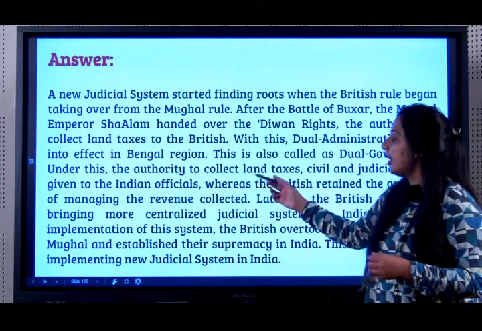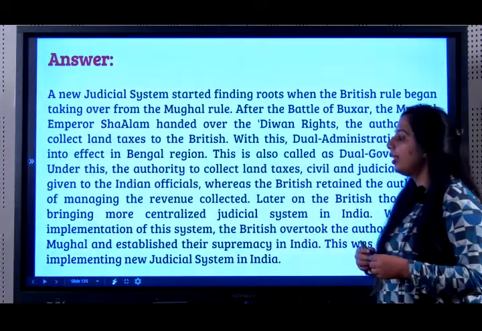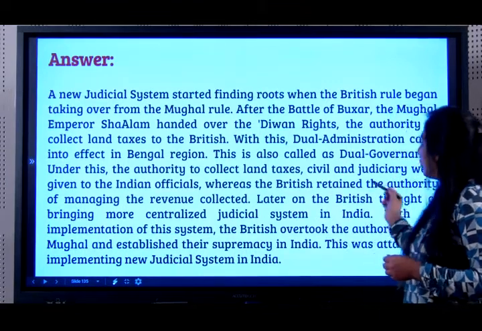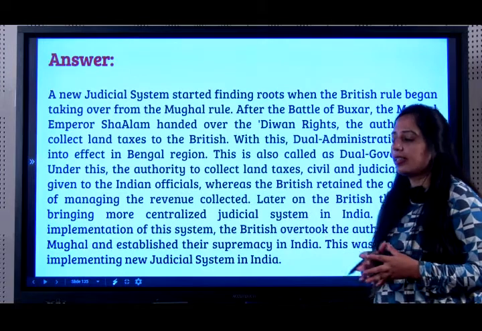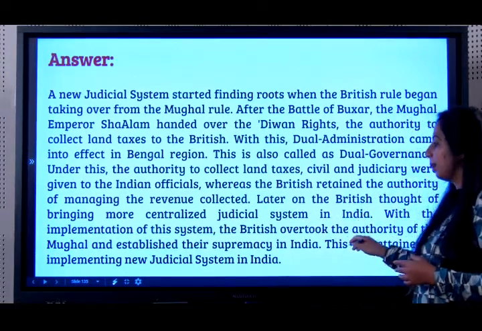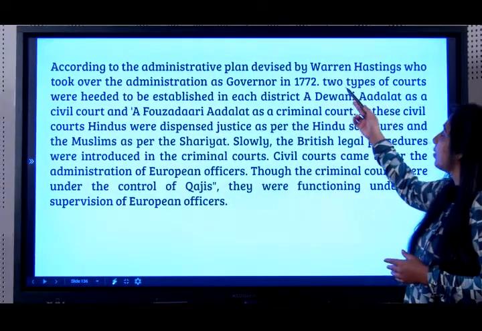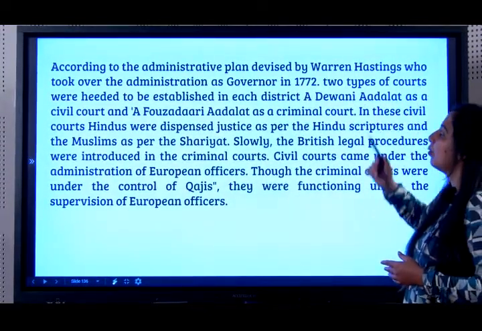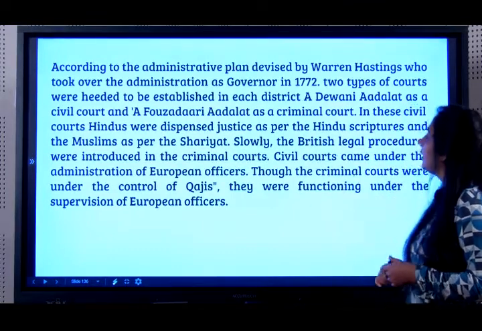Under this, they had the authority to collect land tax, civil and judiciary were given to Indian officials, whereas the British retained the authority to manage the revenue collected. Then they introduced a centralized judicial system. According to this, the administrative plan was devised by Warren Hastings, who took over as the administrating governor in 1772.